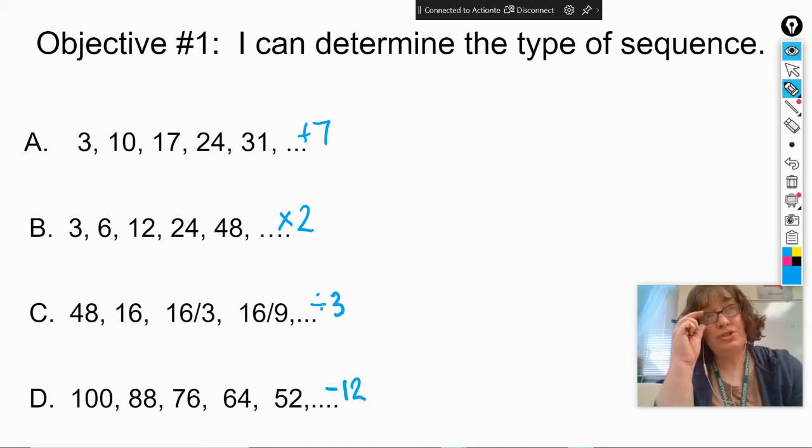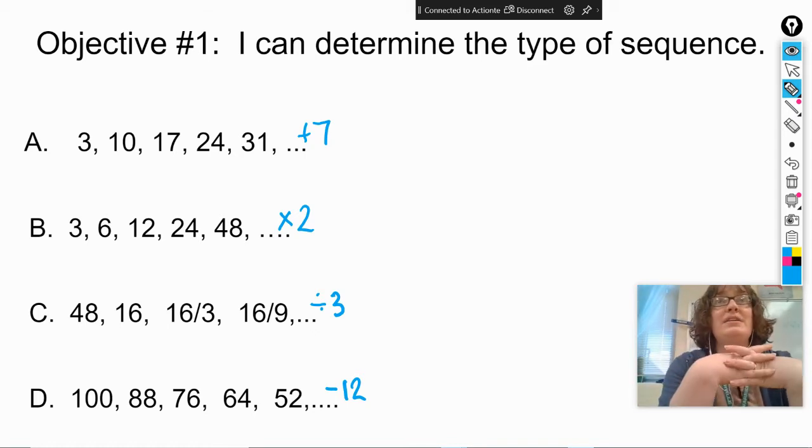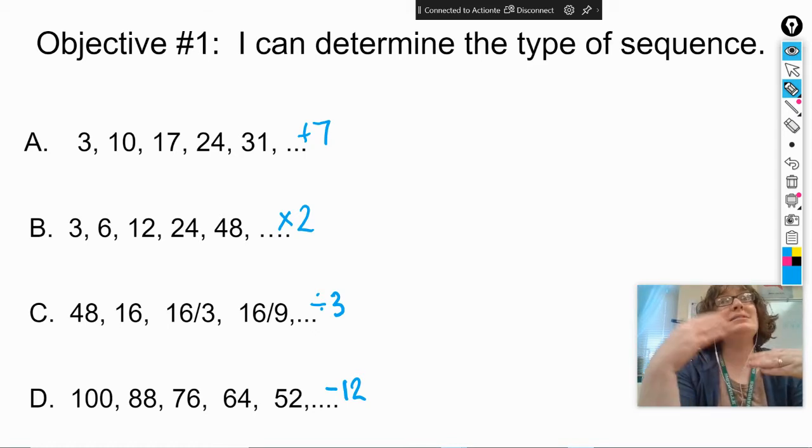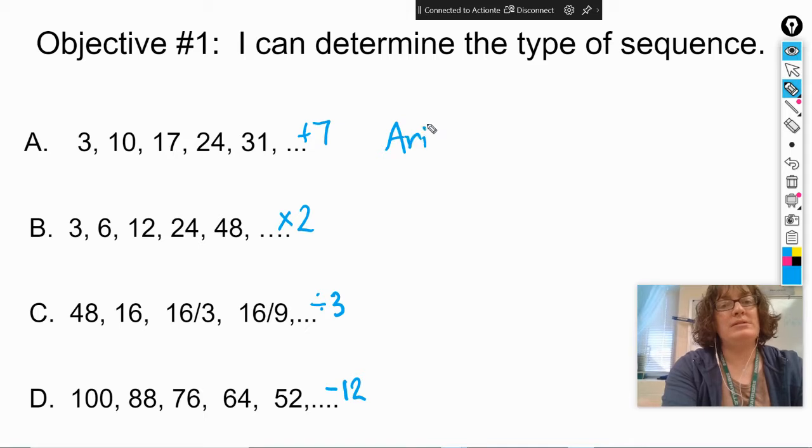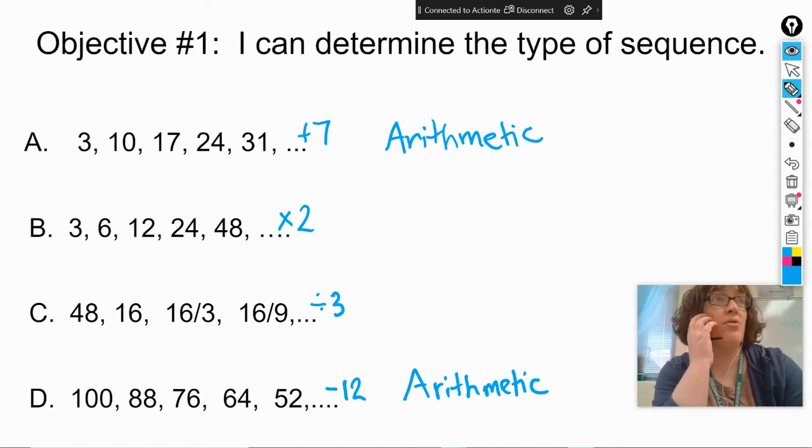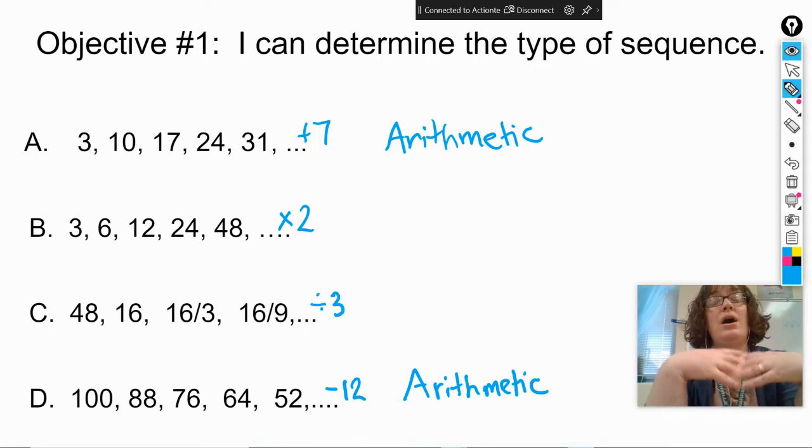Now, two of these should look familiar. We've talked about the type of pattern that is a constant add or subtract. So A and D are both examples of what we call an arithmetic sequence. Because if you'll remember, an arithmetic sequence is a sequence that follows the pattern of adding or subtracting the same number over and over and over again. That's the type of pattern or sequence that we saw when we talked about linear equations and linear functions.